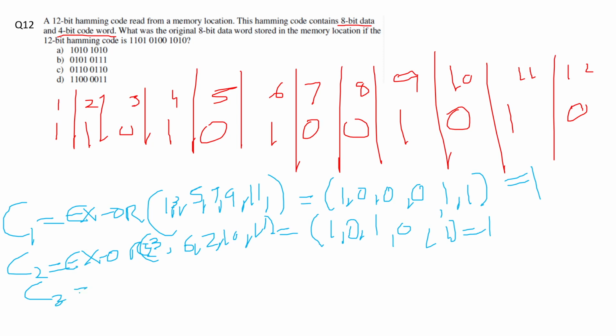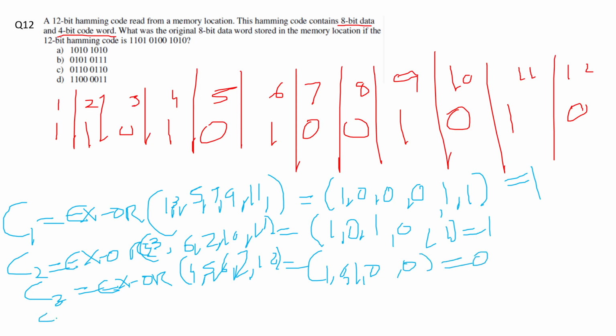Then C3 is equal to the XOR of 4 5 6 7 12. So this will be 1 0 1 0 0, so it will be 0. Then we have C4, that will be the XOR of 8 9 10 11 12, so that will be again 0. So the error will be at bit position C4 C3 C2 C1.